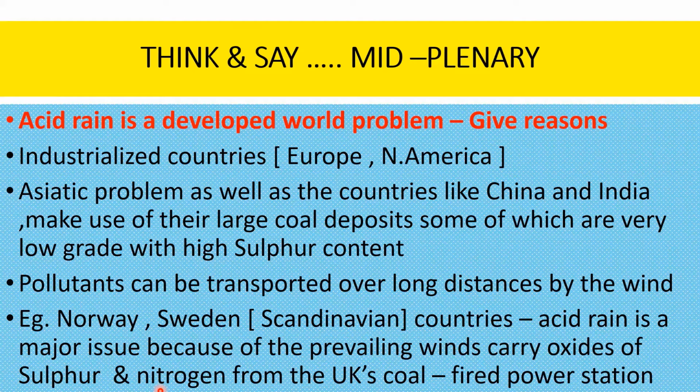So the pollutants can be transported over a long distance by the prevailing wind. For example, in Norway and Sweden, the Scandinavian countries, acid rain is a major issue because the prevailing winds carry oxides of sulfur and nitrogen from the UK's coal-fired power stations. So that's why acid rain is a developed world problem.